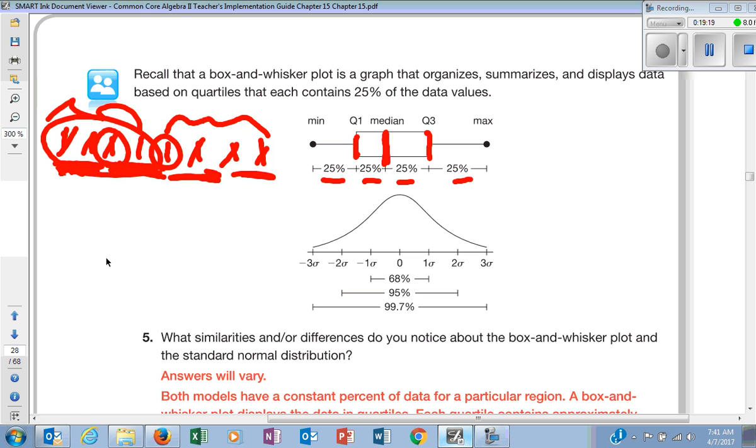So you do the median, and then you do the median of the lower, and you do the median of the upper. That's called a box and whisker. And the reason you can do that is then you know 25% of your data is here, here, here, and there. Makes sense on why it works?